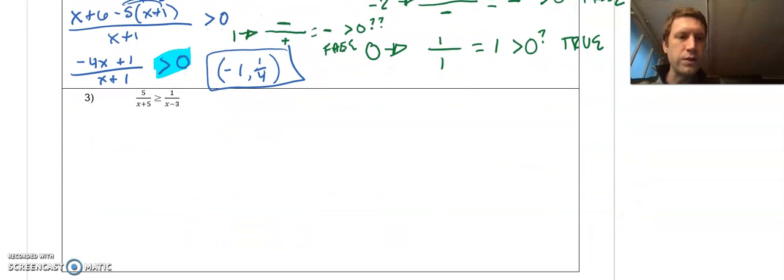This one I don't know if I'll finish, so if not, then you guys can finish it off and take a look at the key. Try to work quickly.